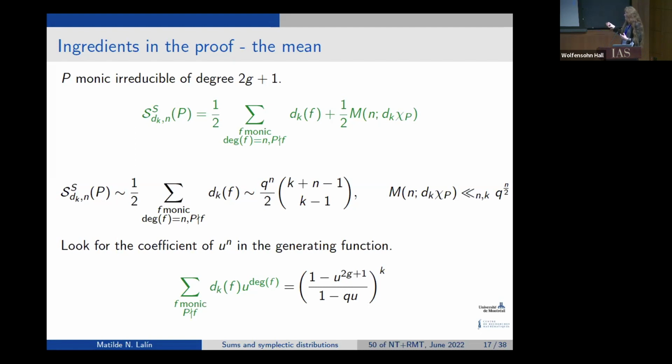And then this other term is smaller, and we can bound it with the Riemann hypothesis. So it has a size of about q to the n over 2, versus the main term that has a size q to the n.